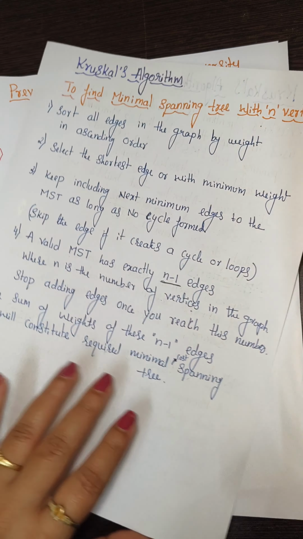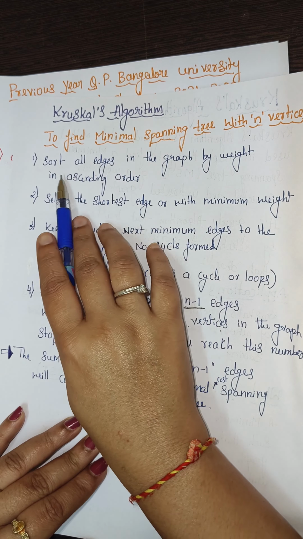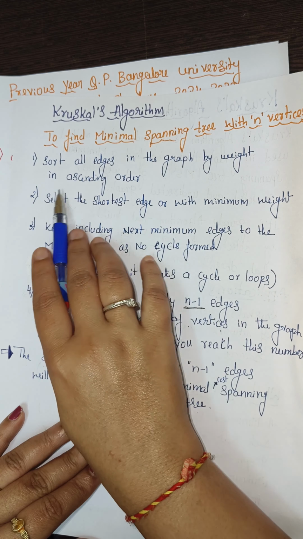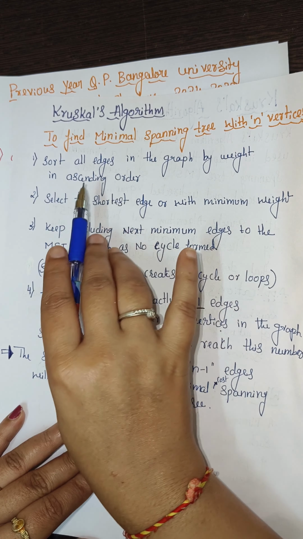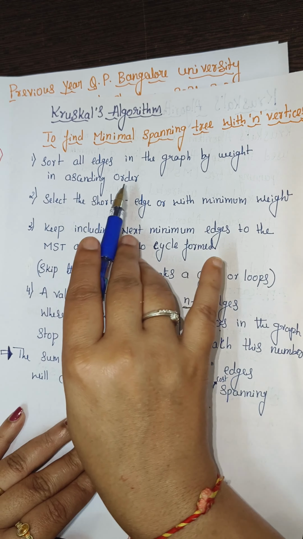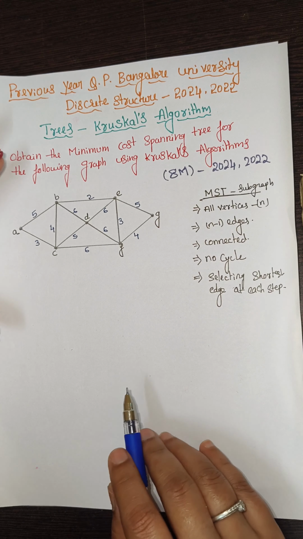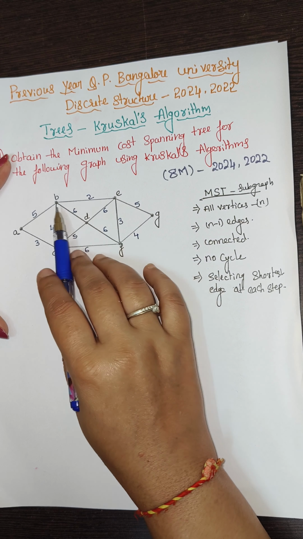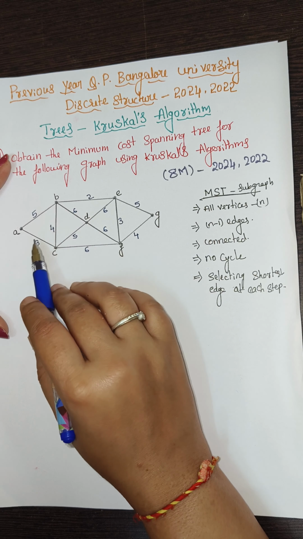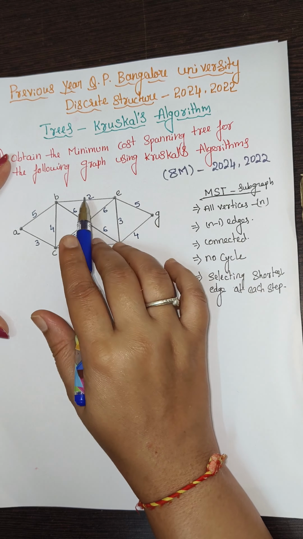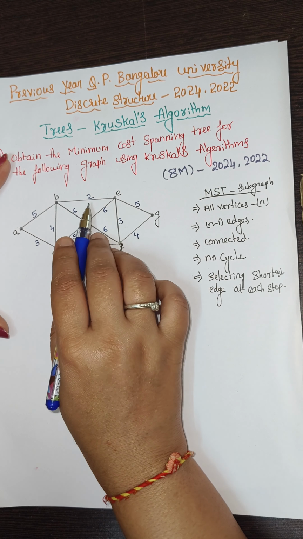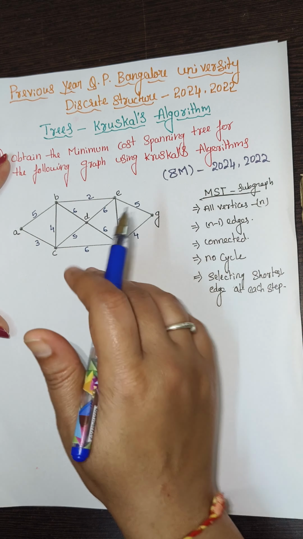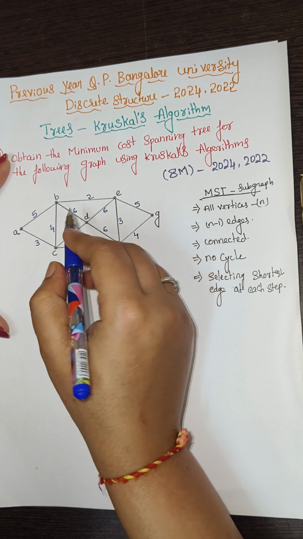In the steps we studied already, what is the first step here? Sort all the edges in the graph by weight in ascending order. We have to write all the edges by weight in ascending order. So what is the weight? The weight, otherwise values, you can call it values also. What are the values they have given here? 2, 5, 4, 3, 6. Minimum is 2, maximum is 6. So first we have to write in ascending order, minimum to maximum.